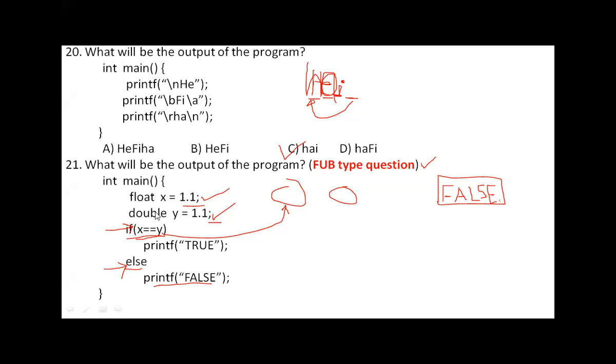And you are saying y is a double type, so it will have double precision. That means it stores up to 14 decimal places. Inside the memory, they are stored in different ways, and you are comparing 6 decimal places with 14 decimal places. Obviously, they are not equal. That's why you get the condition false here, it goes to else, and the answer will be false.